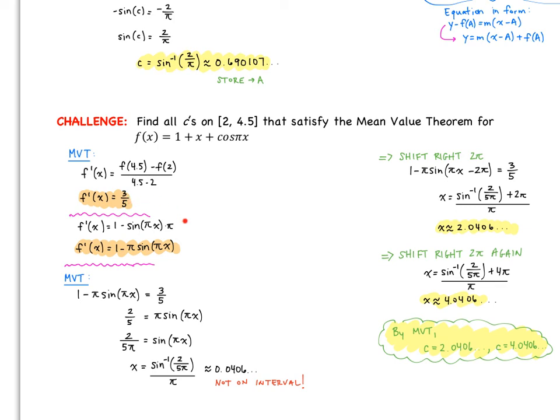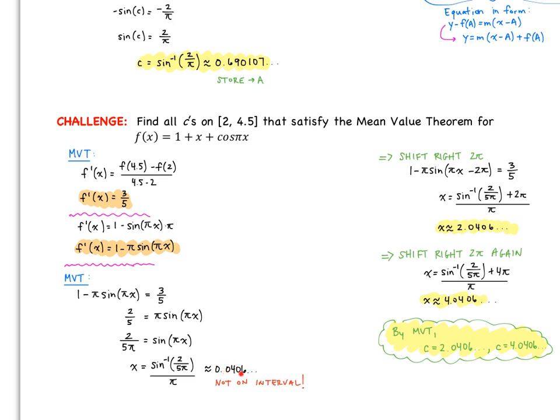Moving on and just doing a little bit of work to find what f prime is by taking the derivative, we should get that f prime is equal to 1 minus pi times sine of pi x. Okay, now we're going to actually apply the mean value theorem. So we're going to set f prime equal to that average rate of change, that 3/5. And we're just going to go through and solve for x. So gathering everything on one side and then undoing that sine function, we're going to take the inverse sine of 2 over 5 pi, all divided by pi. And now you can plug that into your calculator.